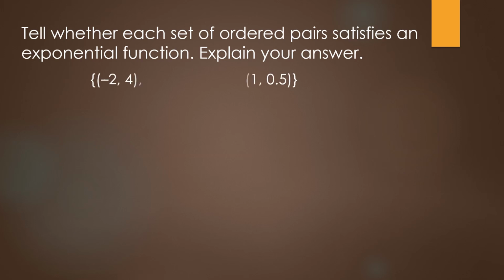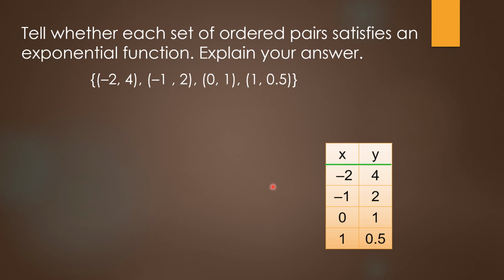One more example: this set of data, (-2, 4), (-1, 2), (0, 1), (1, 0.5). We're going to drop these data in the following table. X represents the first coordinates and y represents the second coordinates of these data. We notice here each time in x we add 1. -2 is added to 1 to be -1. -1 is added to 1 to be 0. 0 is added to 1 to be 1. And each time in x we add 1.